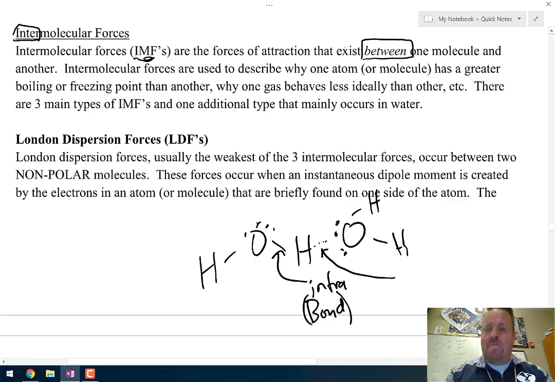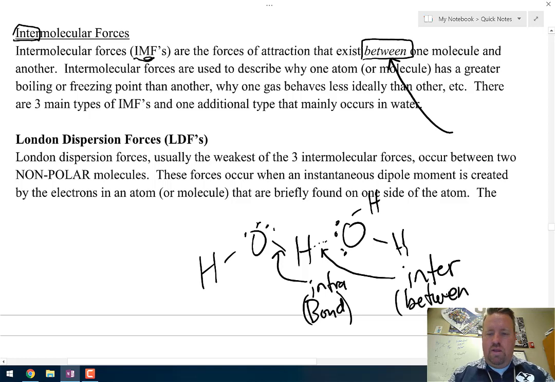Anytime I talk about intermolecular forces, I always use the word between. So that is the intermolecular forces, between one molecule and another. Now, why do we use them? We're going to use them for a lot of things, unfortunately, in chemistry. This is a pretty big topic.